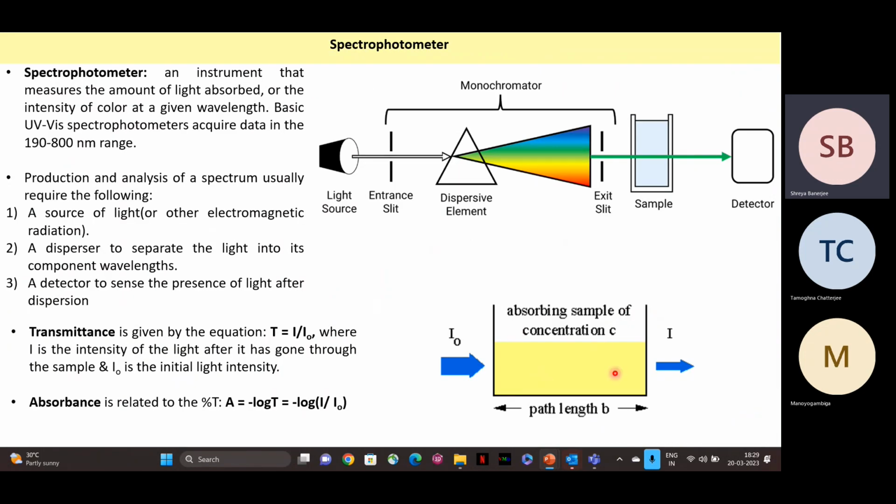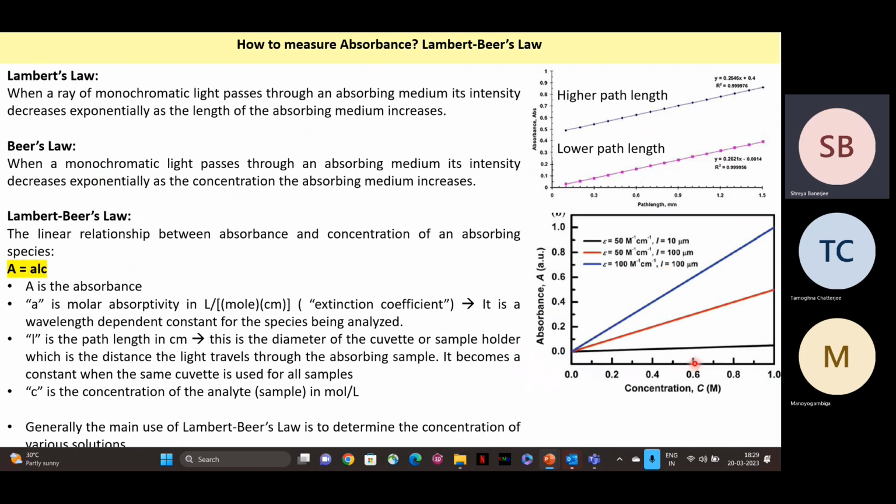So as you increase the concentration C of this sample, the intensity of the light after passing through the sample will decrease. If you look at this plot, the absorbance of the same molecule has been recorded at different concentrations. This is the plot where absorbance versus concentration is plotted, and you can see it is a straight line. As the concentration increases, the absorbance is also increasing.